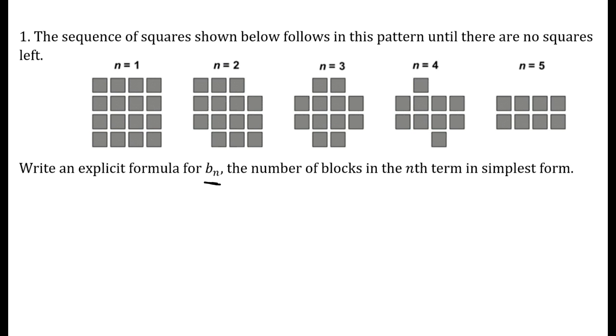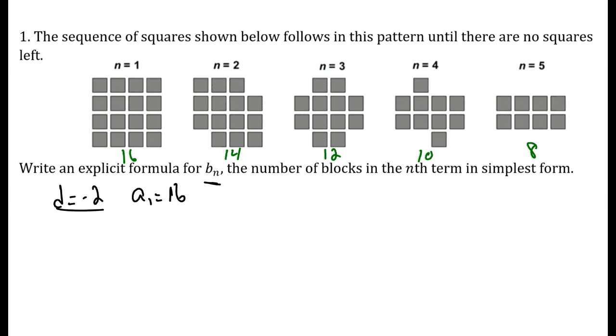So, we start with 16 squares. Then I lose 2, so I'm down to 14. I lose another 2, so now I'm down to 12. We lost 2 more, so I'm down to 10, and then 8. So clearly this is an arithmetic sequence because we have a common difference of -2. Each time we lose 2 blocks, so our common difference is -2. Our first term is 16.